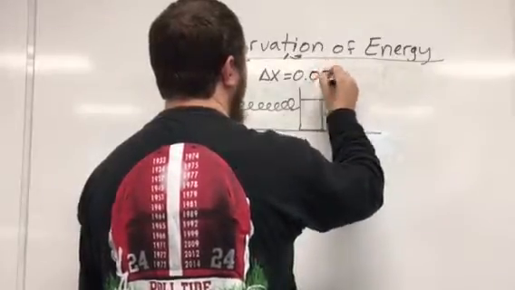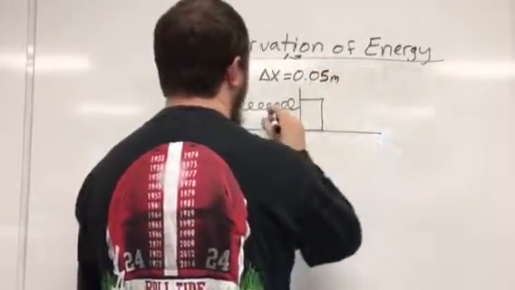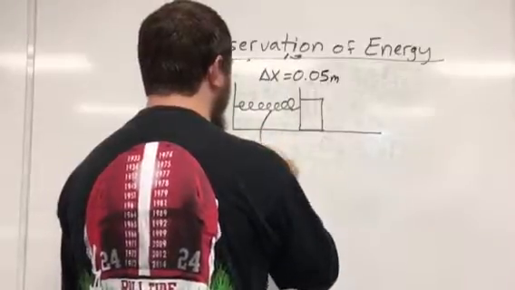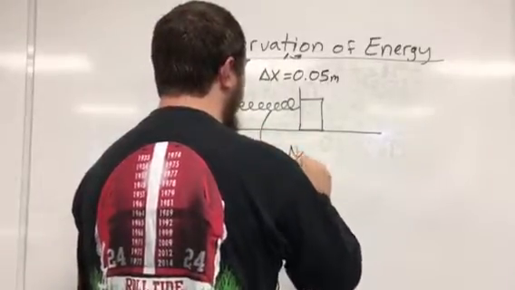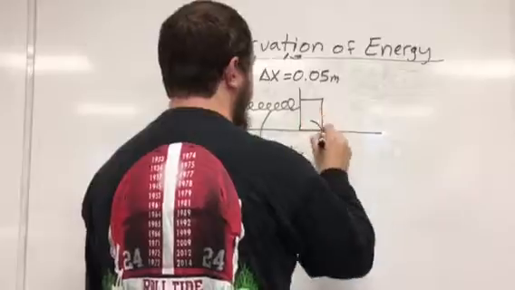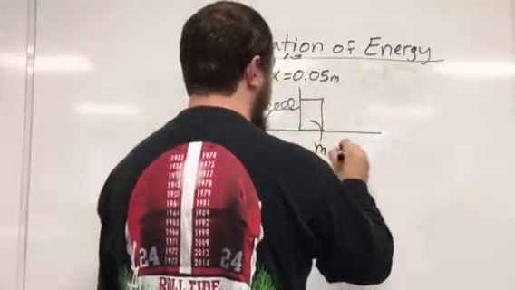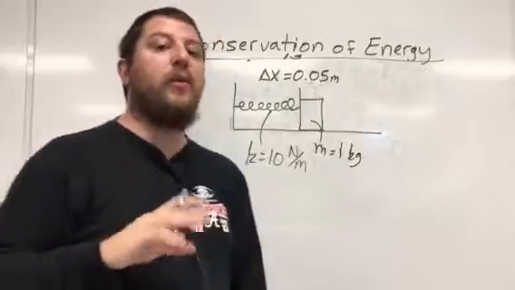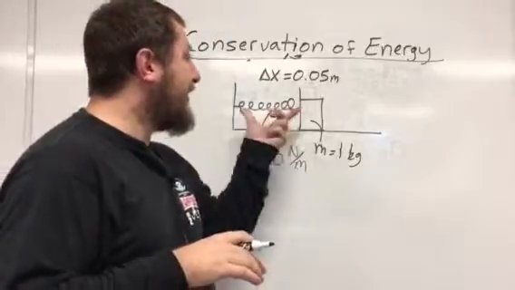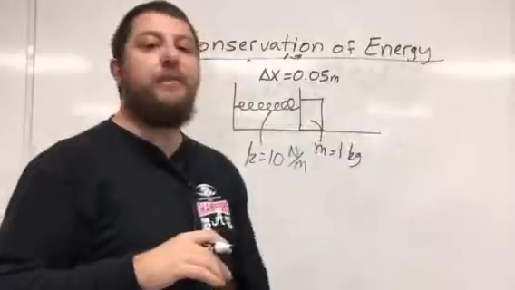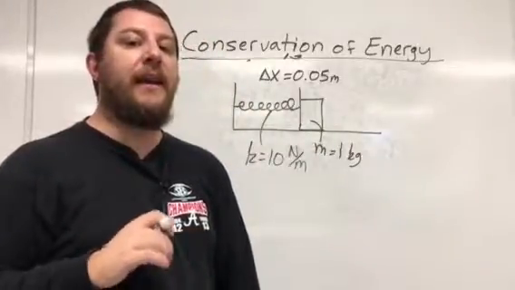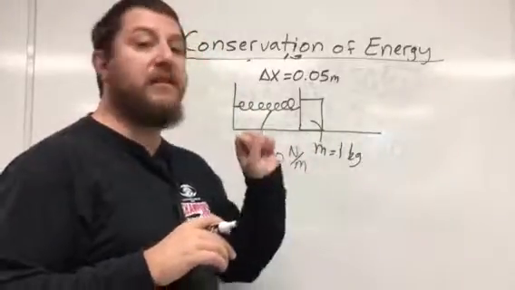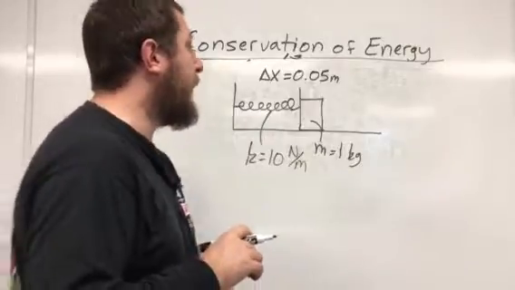Okay, so let's say that the spring has been compressed a distance of 0.05 meters or 5 centimeters, and let's say that the spring constant is 10 newtons per meter, and the box has a mass of 1 kilogram. Okay, what I want to know is this, and again we're going to ignore friction. If I let this system go, what is the speed that the box will have at the end, once it's launched? What is the launch speed of the box going to be?